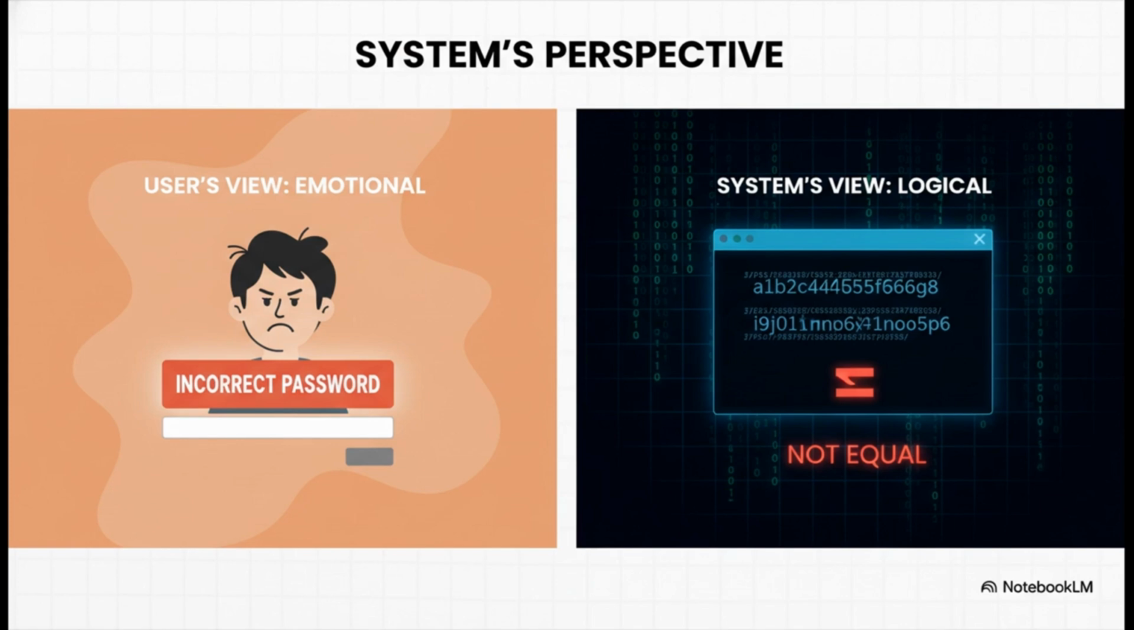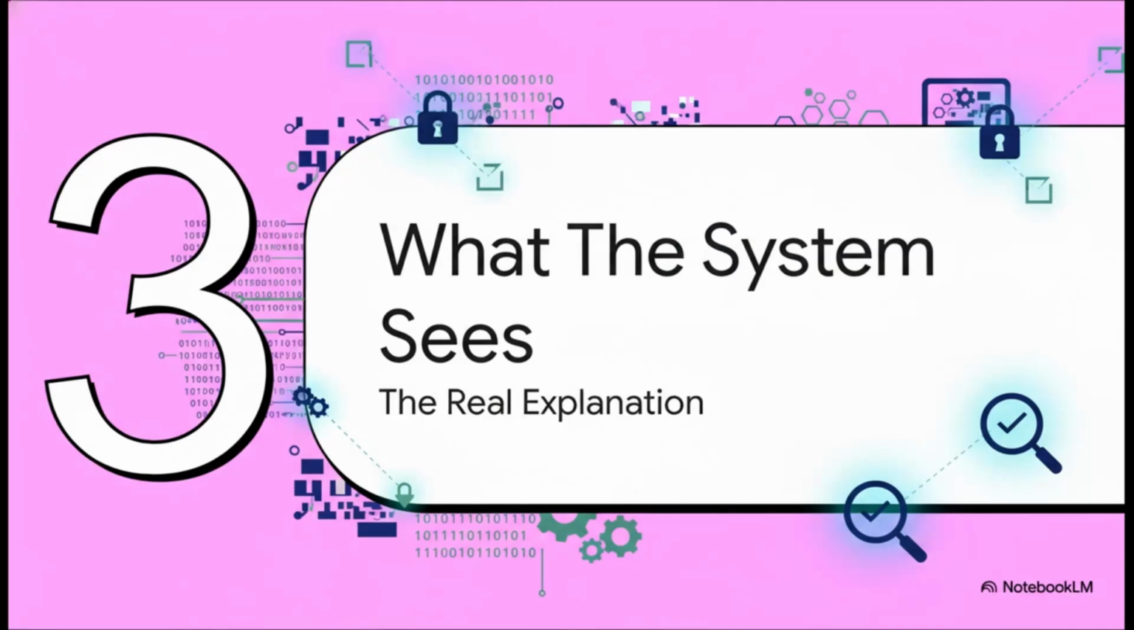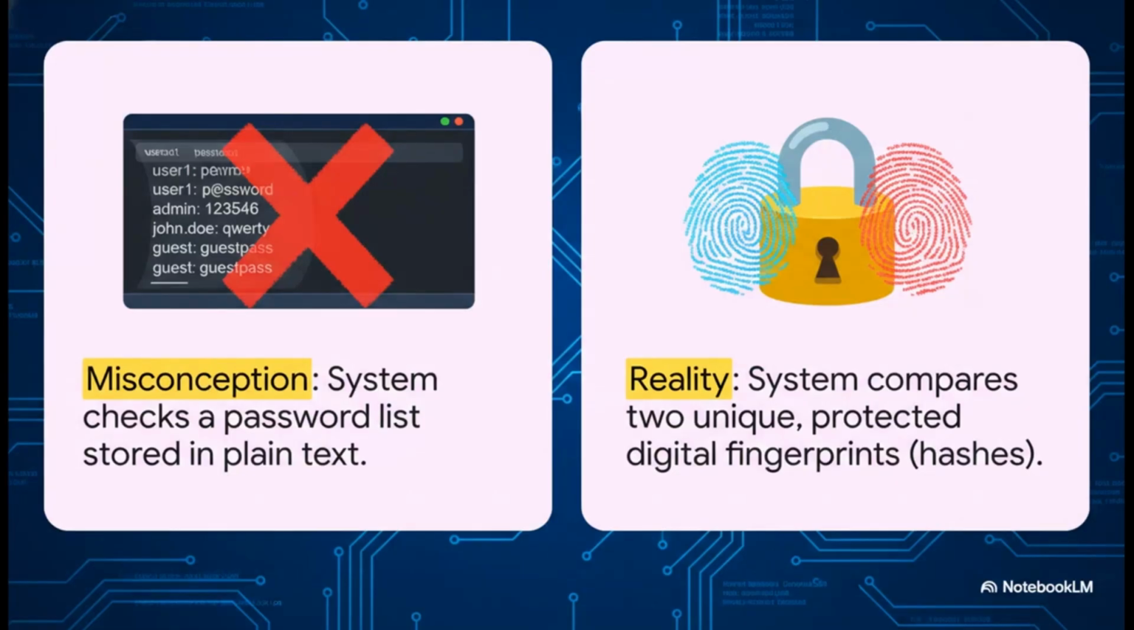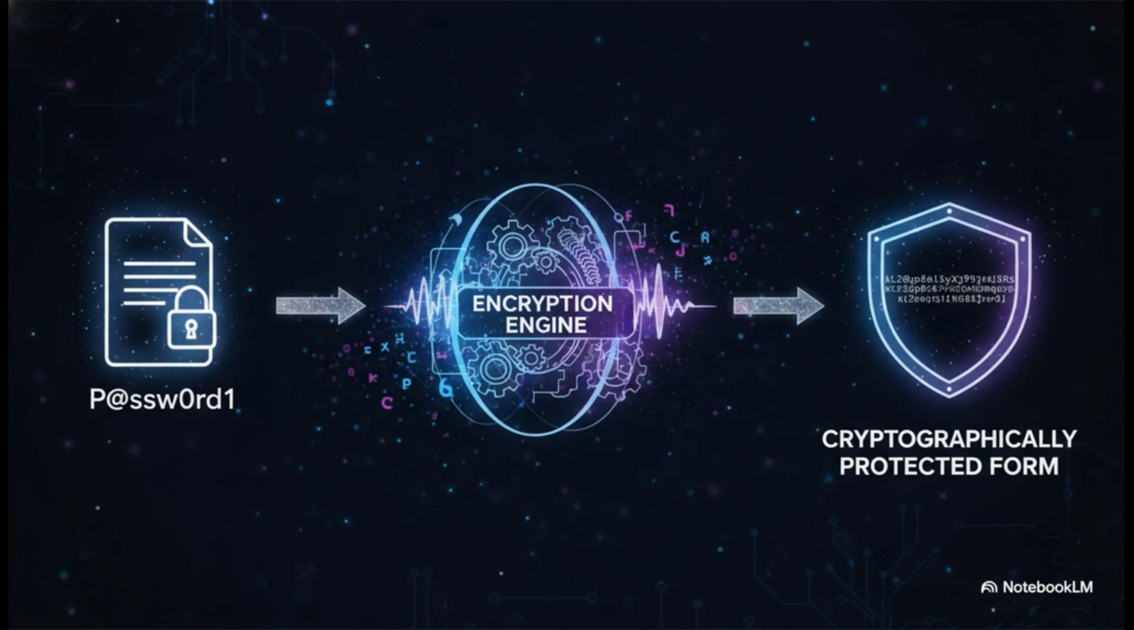And to really get why, we need to peek behind the curtain and see what the system is actually looking at. And this, right here, is the key to the whole thing. It has nothing to do with what you remember. It's all about what the system is designed to compare. Okay, so here's the biggest misconception we all have. We kind of picture the website having a big list of our actual passwords, right? But that's not what's happening. A secure system does something way different. It's comparing two digital fingerprints. And this is so important. For your own safety, a website or app never stores your actual password.